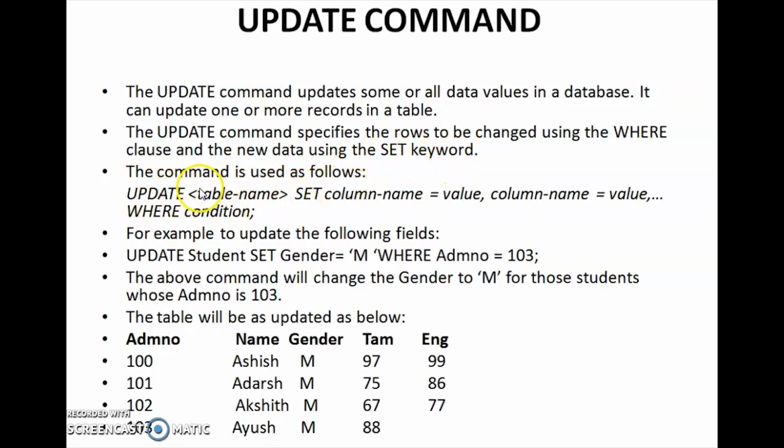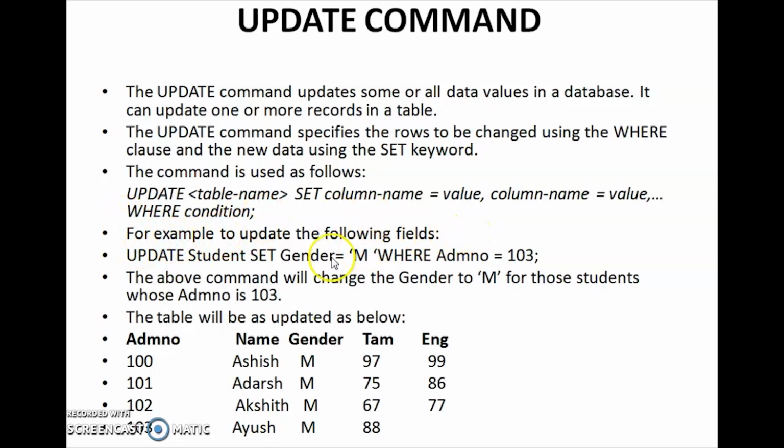So the command is used as follows. Update table name: which table you are going to update? Set column name: set means which value you are going to change. Set column name is equal to value, column name is equal to value. If you are going to change only one column, you can specify that column name and value. And if you are going to specify more than one column name, that time also you can specify like this with where condition.